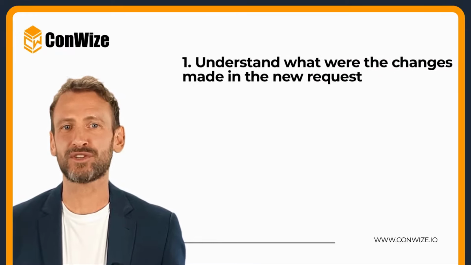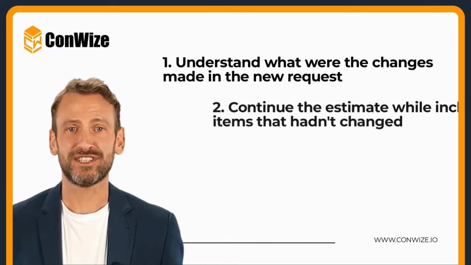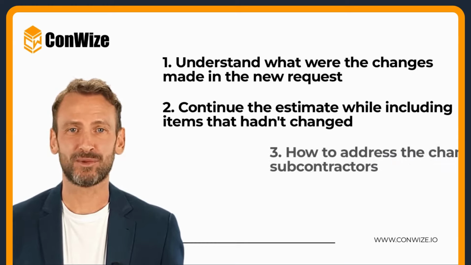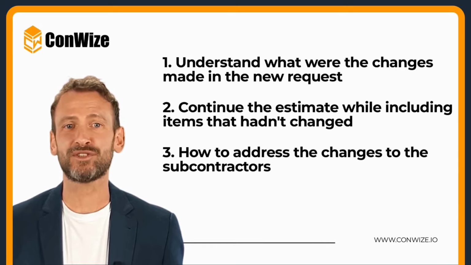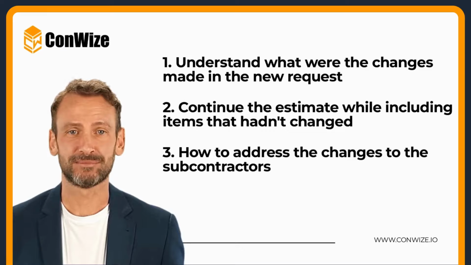What you need to be able to do is first, understand what changes were made and where in the new bill of quantity version. Second, you need to continue the estimate from the same spot for the bill of quantity lines that didn't change. Third, you need to address the changes to the subcontractors with accuracy and no delays.